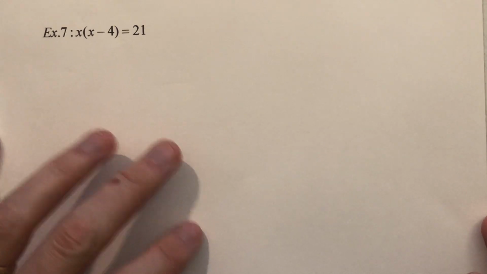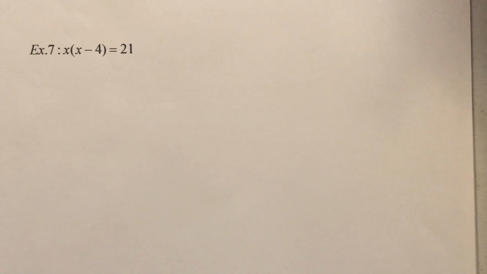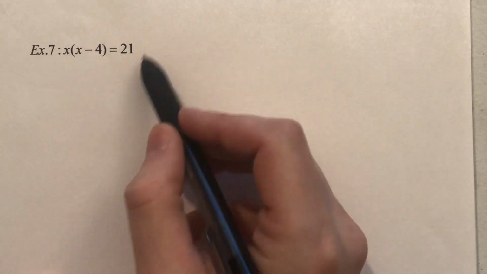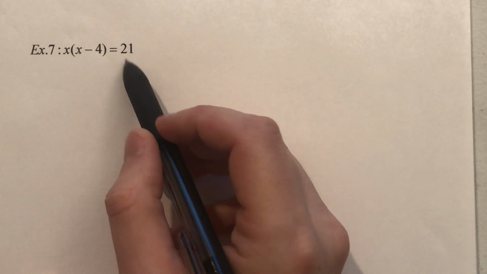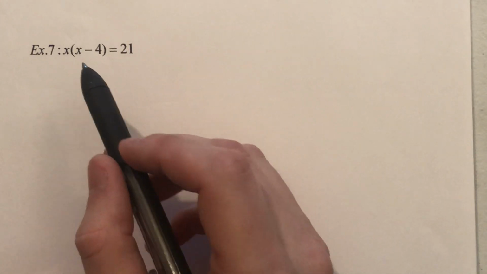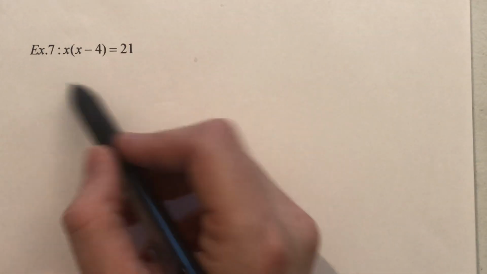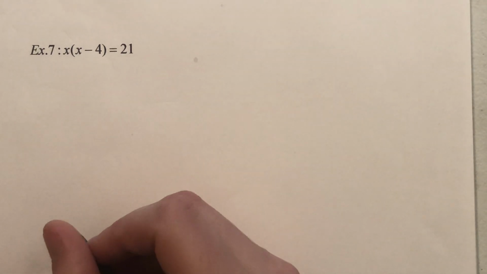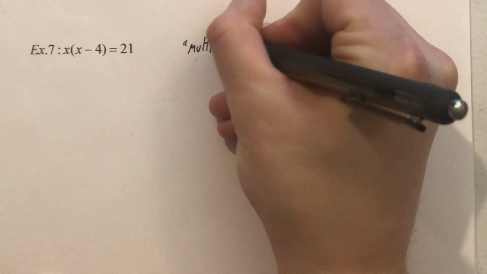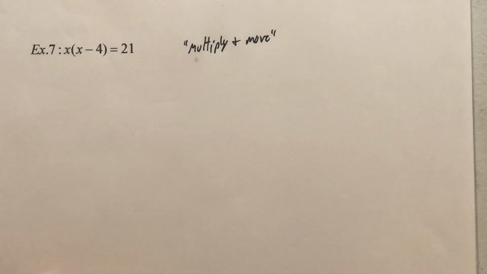Now the last one isn't just a tricky form, but once we understand what to do with this tricky form, we're good to go. We've got what looks like a product on the left, but not a 0 on the right. So we said we want 0 on one side, but we also want to be able to factor what we're left with whenever we move this term. And if I just subtract 21 over here, this will just look confusing and like nothing we've done before. So what we're going to do is what I'll call the multiply and move step, right?